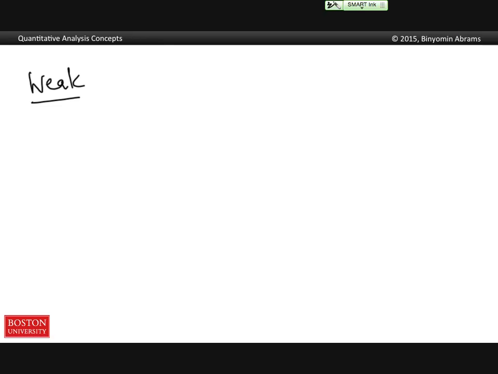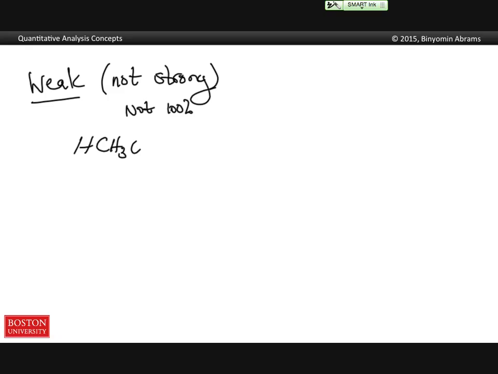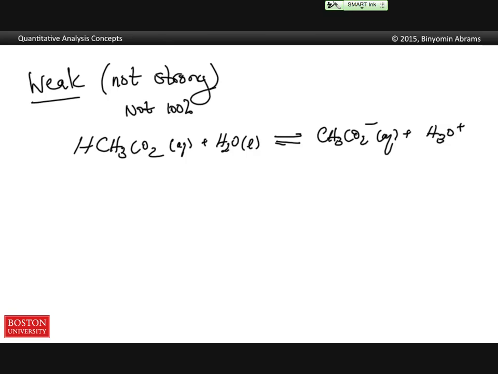So let's look at something that's weak. And in chemistry, we're going to define weak as being not strong, which sounds pretty obvious, but what that means is that it doesn't react 100%. It does react, but it doesn't react 100%. Let's look at a good example of this: acetic acid. So if we have our acetic acid and it reacts with water, the equilibrium that happens is we get acetate ion, our conjugate base, and again some hydronium ion.